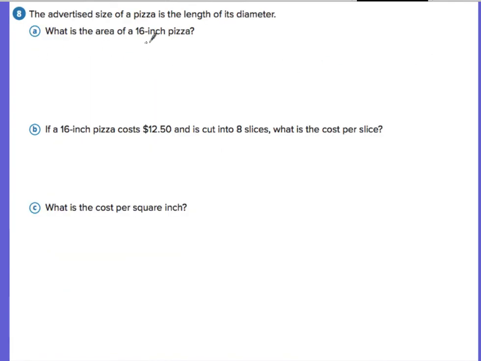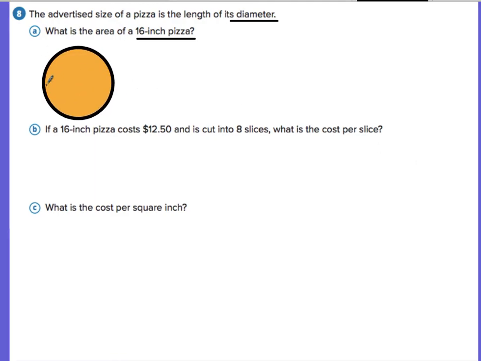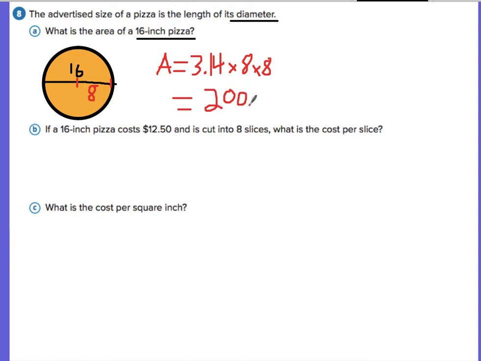All right, last part here talks about a pizza. The advertised size of a pizza is the length of its diameter. We have to read that carefully. A 16-inch pizza means that that's the diameter. If you need to, please draw a picture of it. Always helps to. So 16 inches is the diameter all the way across. So we need the area. Remember, when you do area, though, we need radius. So radius is going to be half of that. That's 8. Right, so area is pi times radius times radius. So 3.14 times 8 times 8. Remember, show your work like that, and then you can calculate it. I get 200.96. And that's inches squared.